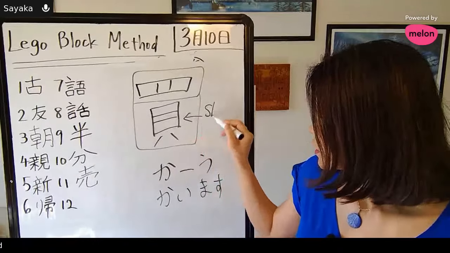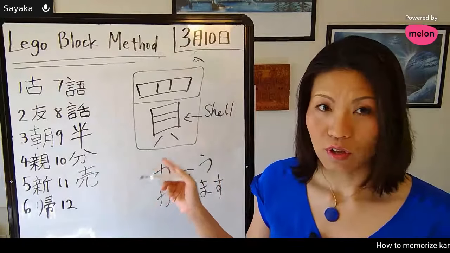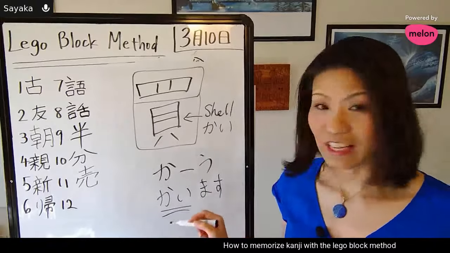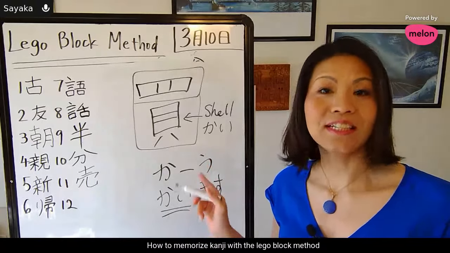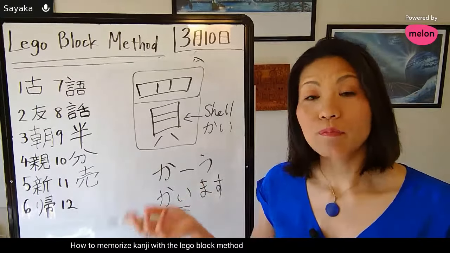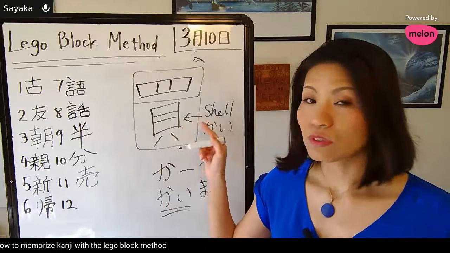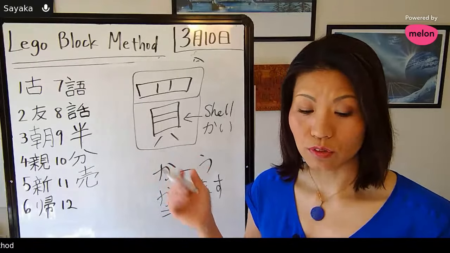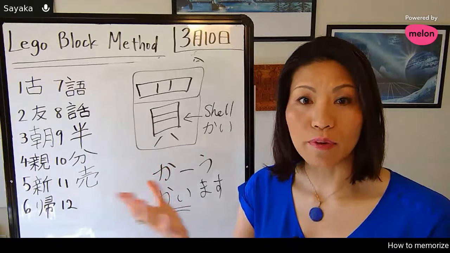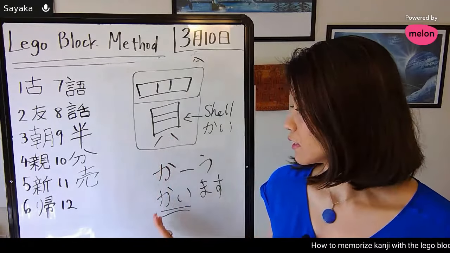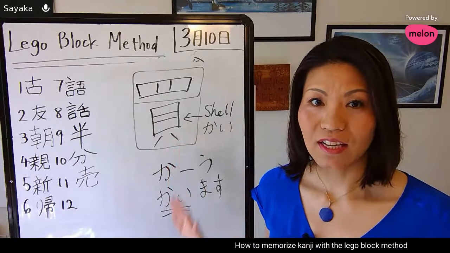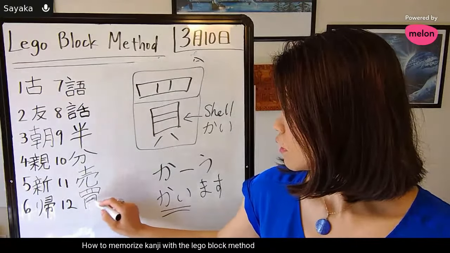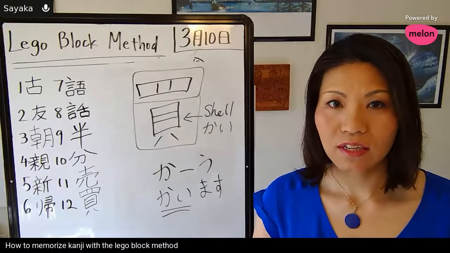This kanji means shell, which the reading is kai. And here, kaimasu. So it's easy to memorize. Back in the day, we used shells, kai, to buy something, to trade something. So it makes sense. The shell was like money back in the day. We need shell. Kaimasu. Okay. So four and shell, kaimasu.